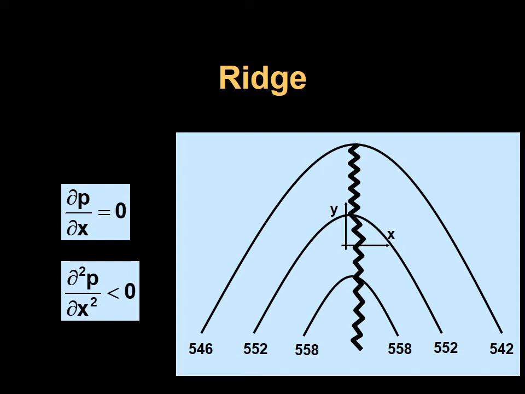We use a squiggle line to represent a ridge, a dashed line for a trough. In this case, the mathematics say that right at the ridge line, not the trough, but the ridge line, there is no pressure gradient, but there is a change in the pressure gradient, or height gradient, actually. That's what that mathematics says.